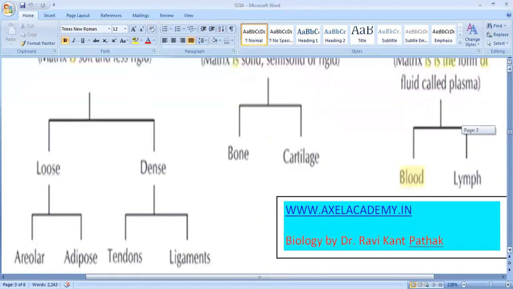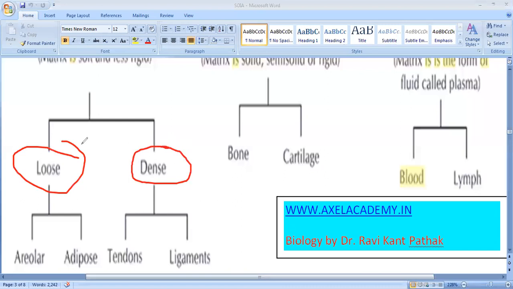of the types of the proper connective tissue. Proper connective tissue has two different types: one is the loose connective tissue and another is the dense connective tissue. Loose means they are not properly packed, they are irregularly packed. Clear? Due to this, it is considered a loose connective tissue.